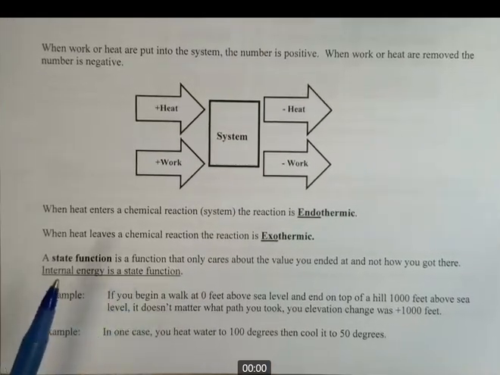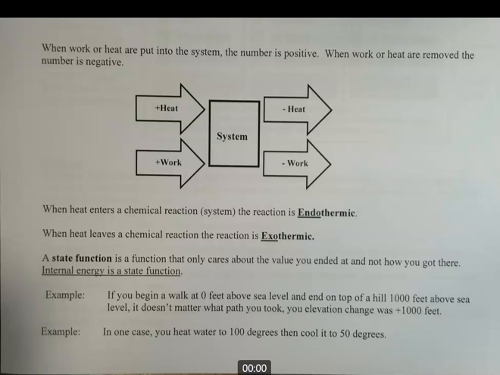Okay, and the example that we used in class: if you begin a walk at 0 feet above sea level and end up at the top of the hill 1,000 feet above sea level, it doesn't matter what path you took, your elevation change is 1,000 feet. So in terms of the elevation, that's a state function. You're going to end up 1,000 feet higher, whether you go up and down a lot of hills or whether you just go straight up a path to the top.